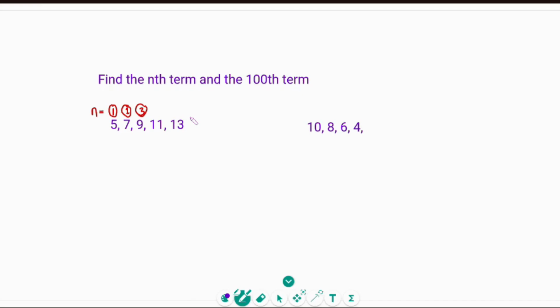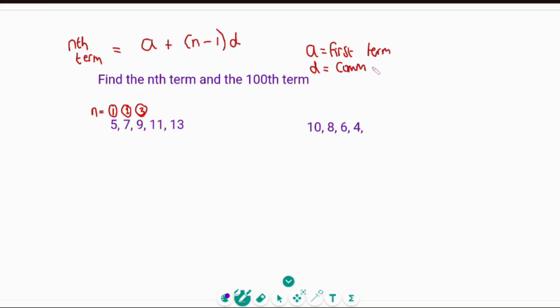We need a formula. Now, I suggest always using this formula. You may have been taught a different way to do this. I actually teach a different way in Key Stage 3, but I think using this formula, getting used to it, will help you with higher level questions. So to find the nth term, you need to remember this. It's a plus n minus 1 d. What's a? A is always the first term. And what is d? D is the common difference.